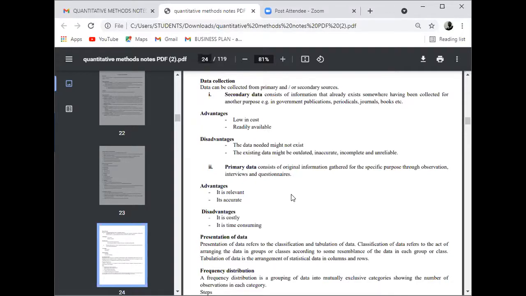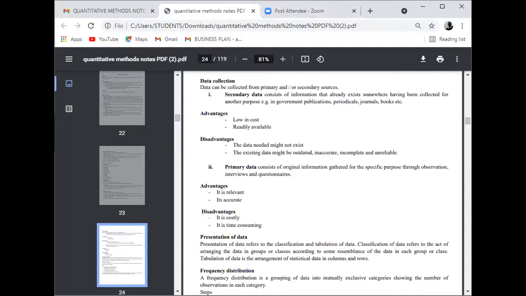Then we have the other method of collecting the primary data through interviews. Interviews is when we have an oral face-to-face conversation. You ask somebody a question, that is the interviewee, and you are the interviewer, and you get the responses from that particular person through face-to-face conversation in form of an interview.